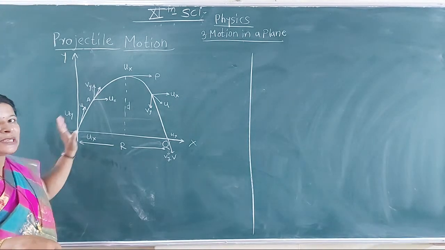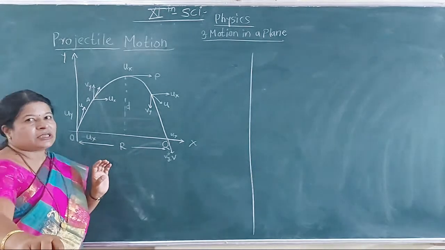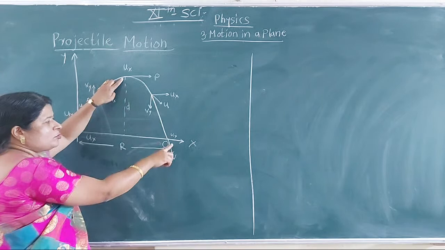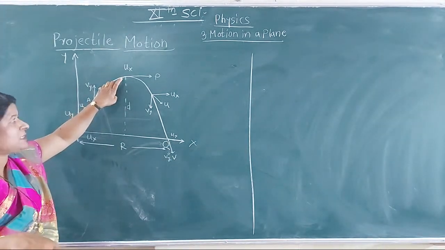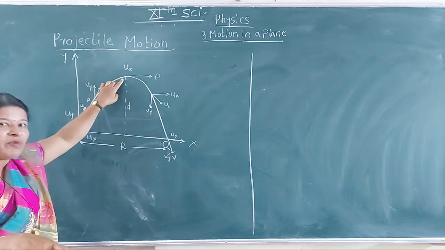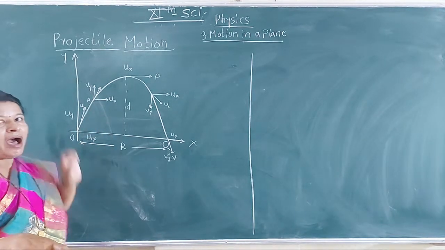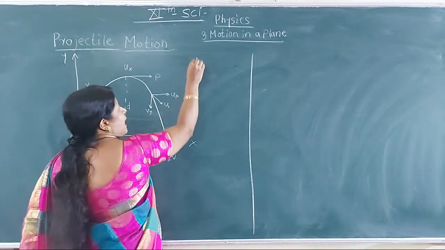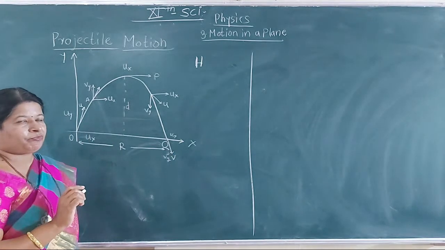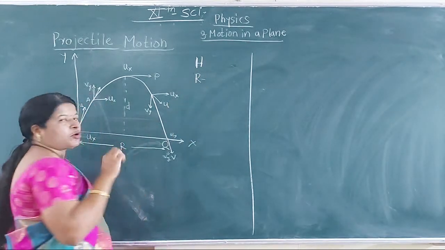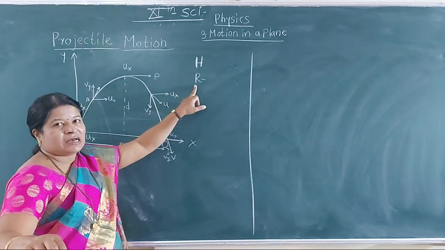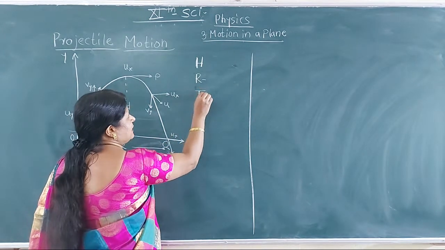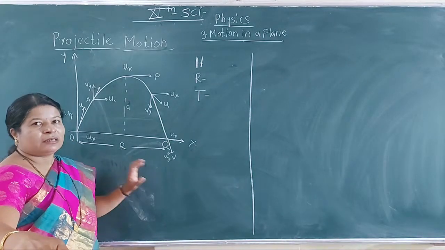Now when we throw a projectile in air, it reaches a maximum point and from the maximum point it falls down towards the earth. The maximum vertical distance from the ground level we call the height of a projectile, and we use capital letter H for height. For range, the total horizontal distance covered by the projectile, we take R, and the total time required for the projectile is taken as T, which we call the time of flight of that projectile.